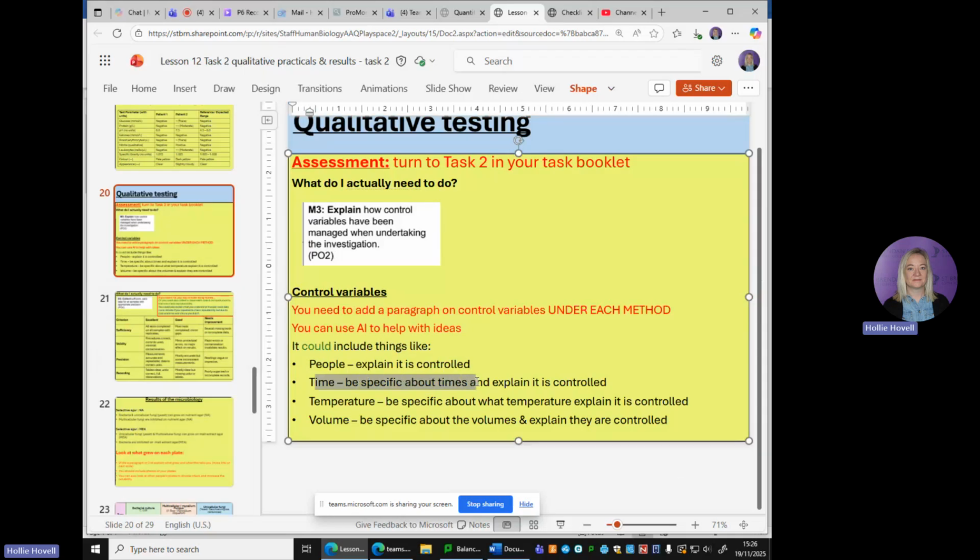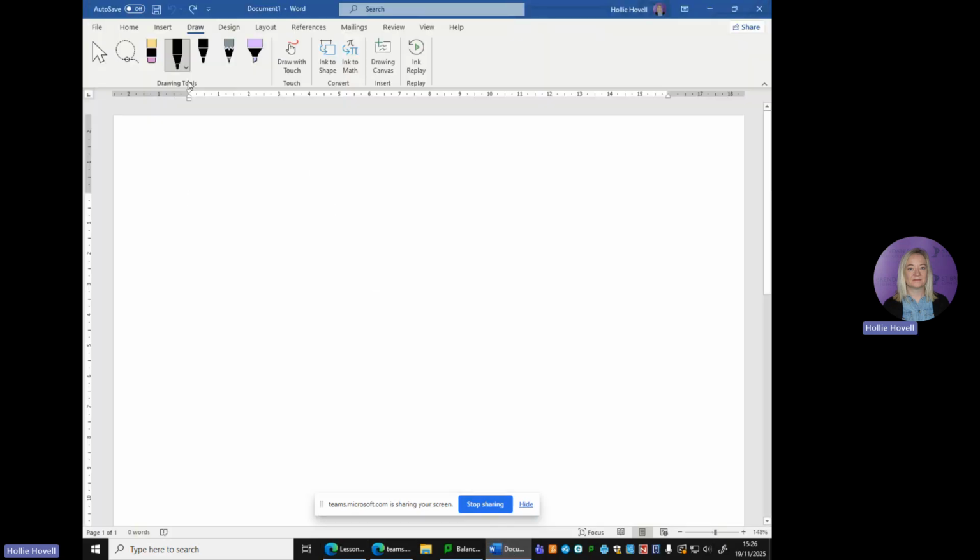Time, we'll go through them each in turn in a minute, but be specific about times and explain how it's controlled. So the fact that you're using a stopwatch. Temperature, what temperature are we actually looking for, and also how do we control it? So we're using water baths. And volumes, we need to be specific about what volumes we're using and explaining how we're controlling our volumes. So I'm going to go through each experiment in turn with you just to make sure you understand what you could do for each one.